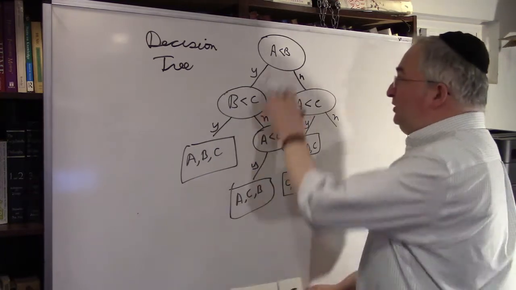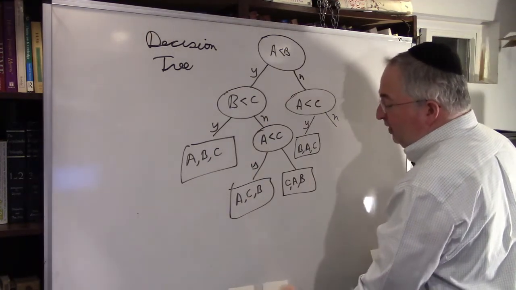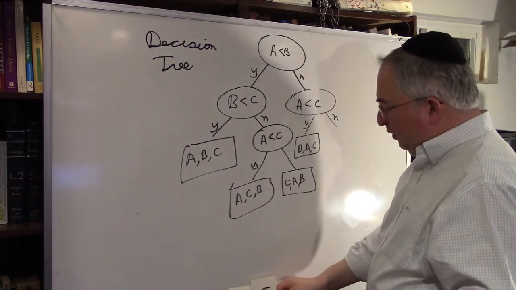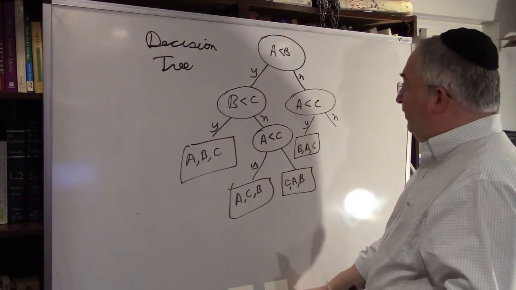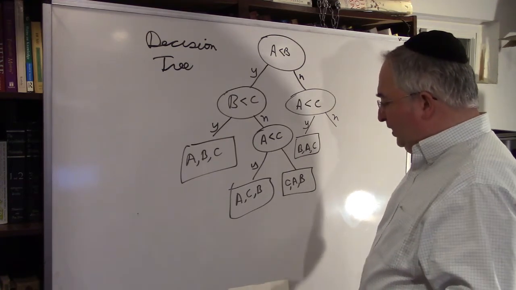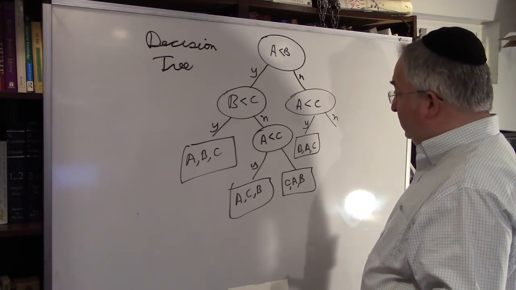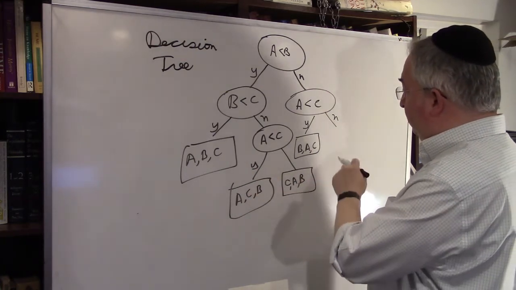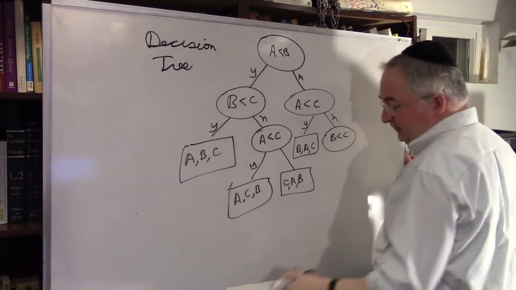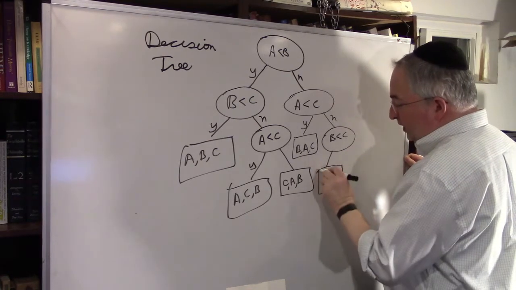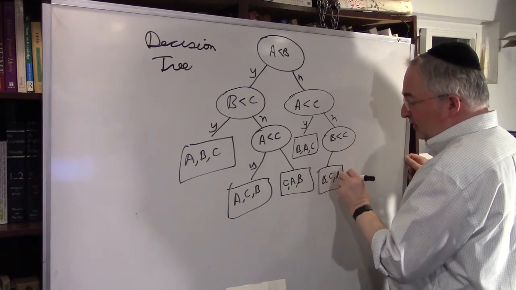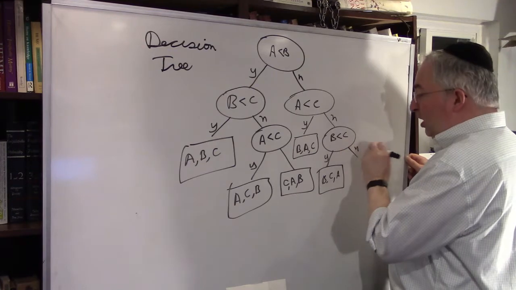Okay, so let's go through this. A less than B? No, B is less than A. A less than C? No. Then what do you know? If A is less than C, then it's BAC. If not, you have to ask another question: is B less than C? If the answer is yes, then you have B, C, A. If no, then what do you have?